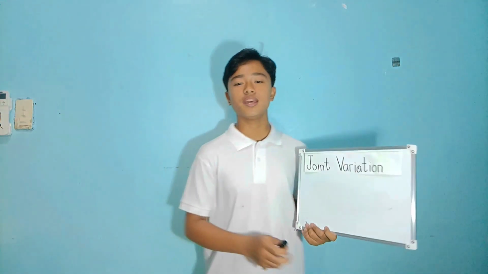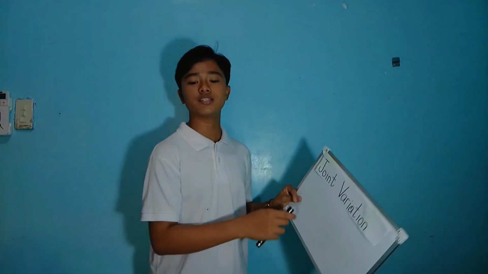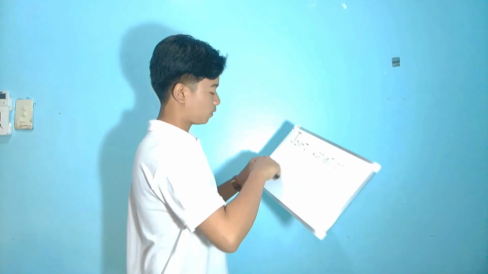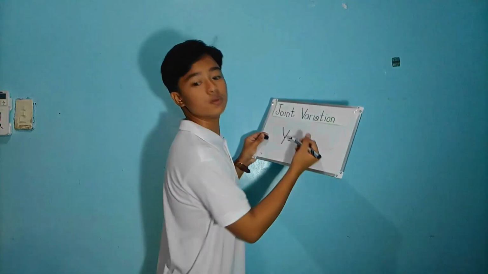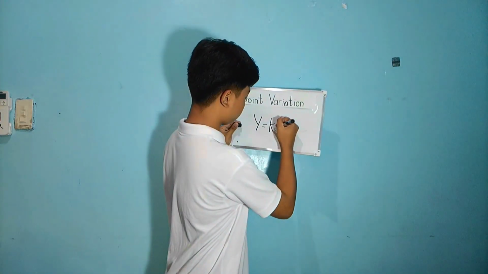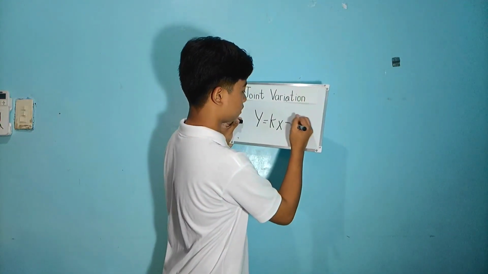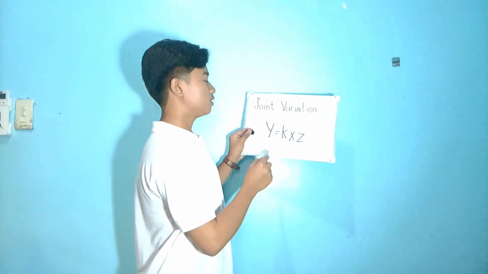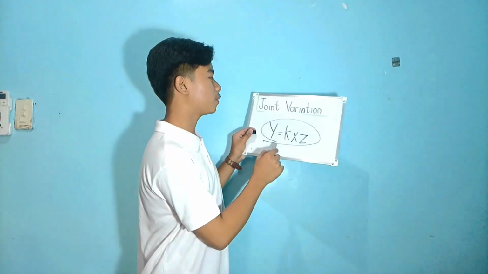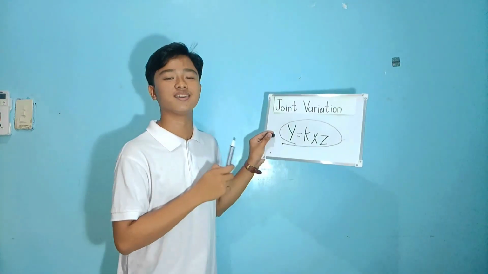In joint variation, we also have a general equation. The general equation of joint variation is y equals kxz. This is the general equation or formula of joint variation.